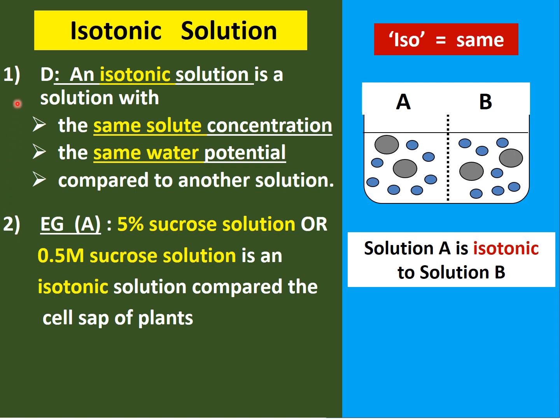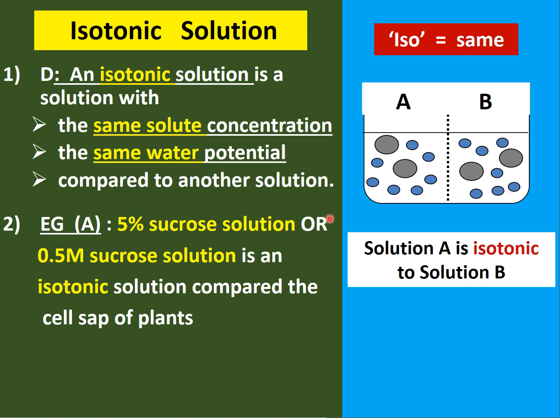Let's discuss the second type of solution, which is the isotonic solution. The word iso means the same. An isotonic solution is a solution with the same solute concentration and the same water potential compared to another solution. Referring to these 2 diagrams, solution A and B, solution A has 2 molecules of sucrose and solution B has 2 molecules of sucrose also. Also, the number of water molecules are the same, 7 here and 7 there, right?